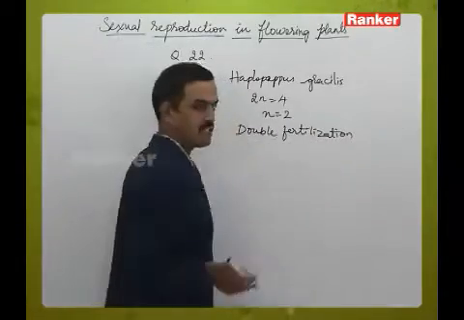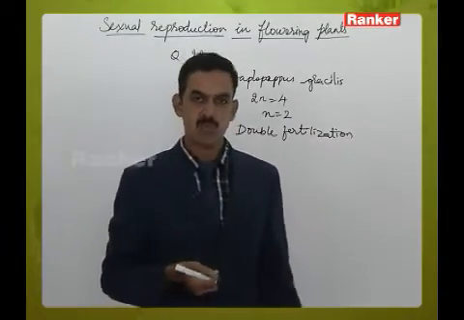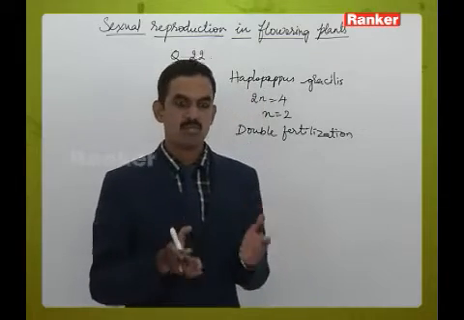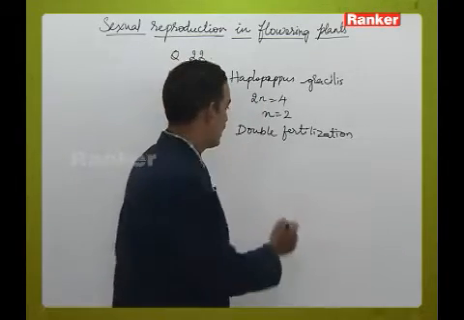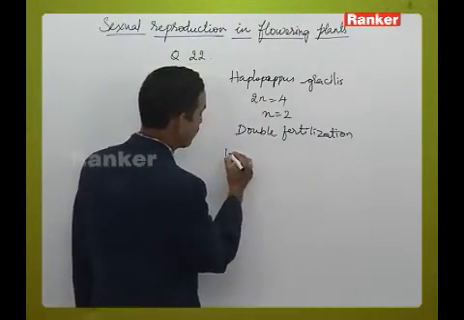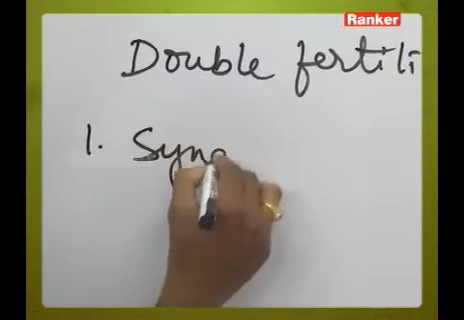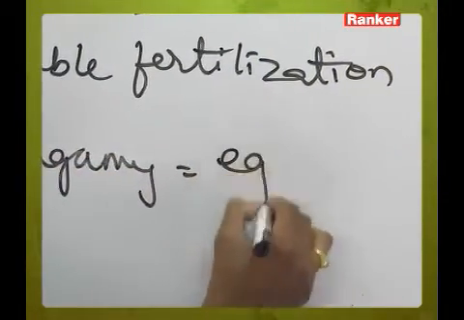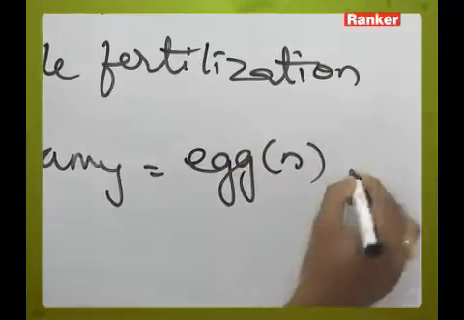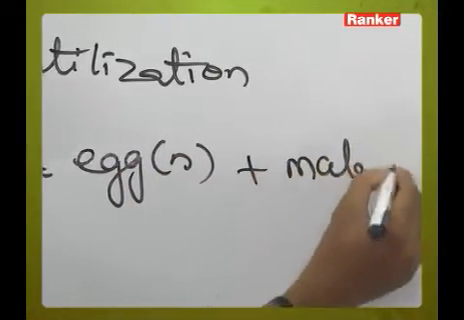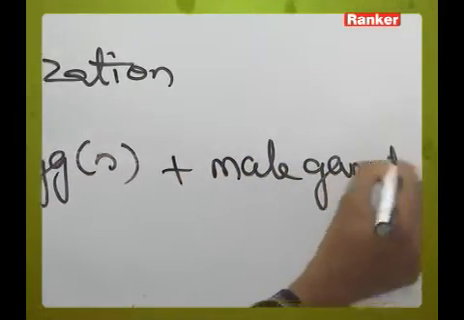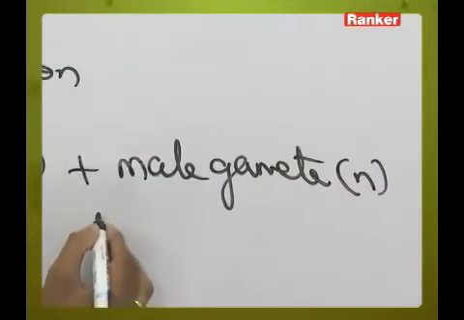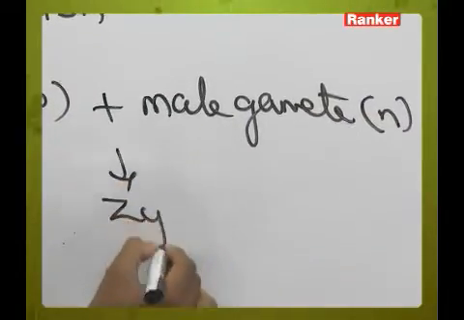Double fertilization is a unique feature present in angiospermic plants where 2 times of fertilization is taking place. So let's see what are those 2 fertilizations. One is called the syngamy process. Syngamy is a fusion of the egg cell, which is haploid, with a male gamete, which is also haploid in condition. So this results in a zygote, which is diploid.